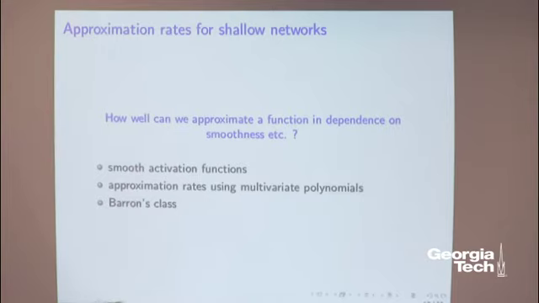The next thing, towards a better understanding, is: what about approximation rates? I was pointing to that already a couple of times. Here I want to mention three approaches. The first one is for smooth activation functions. The second one is an approach which relates to multivariate polynomials, again a bit like what we have seen before. And the last one is the work by Andrew Barron, which is a function class which seems to be very naturally linked to these shallow networks.